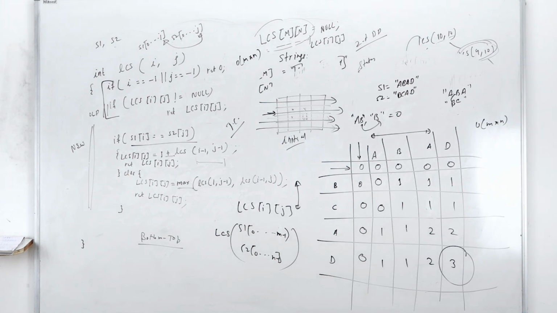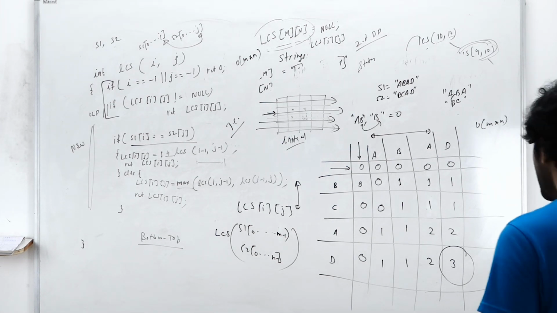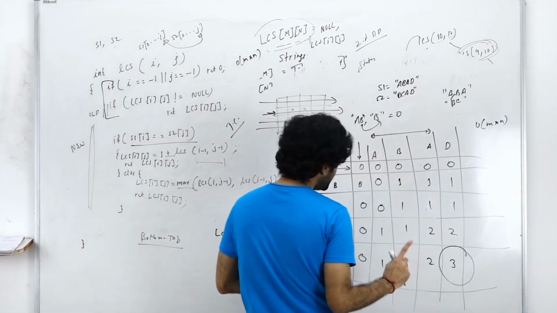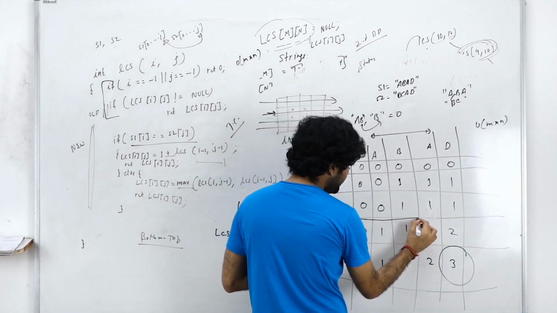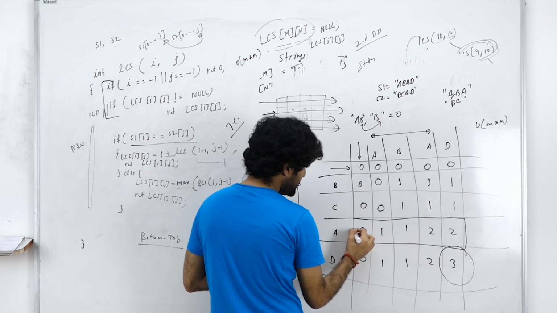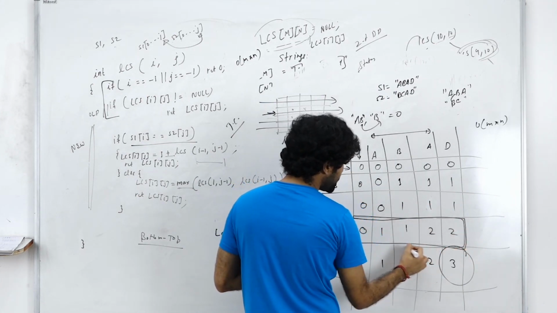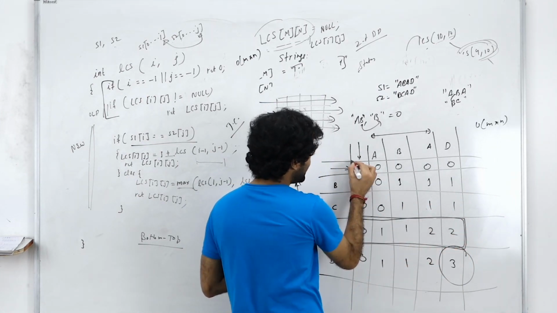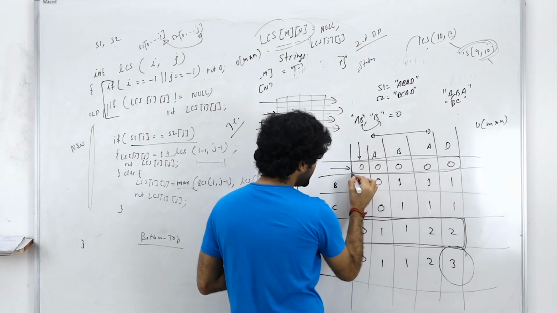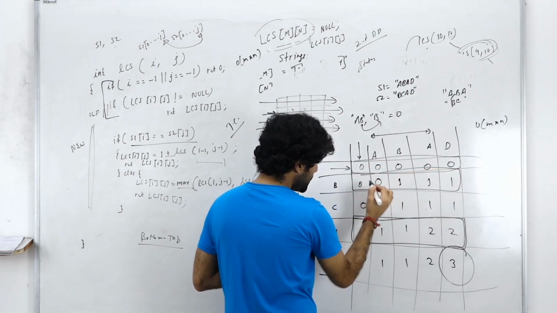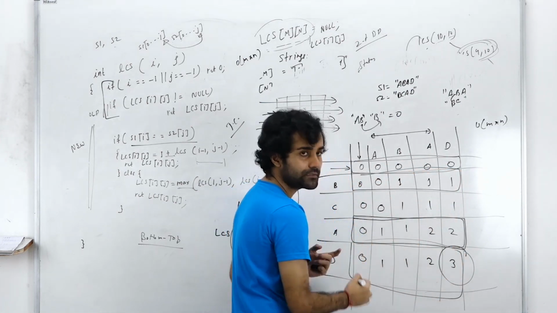Okay, so I actually can. And now everyone look over here. Let's say I am trying to fill everything in this row. If I am trying to fill everything in this row, do I need to know the values of this row, or this row, or this row? Yes or no?